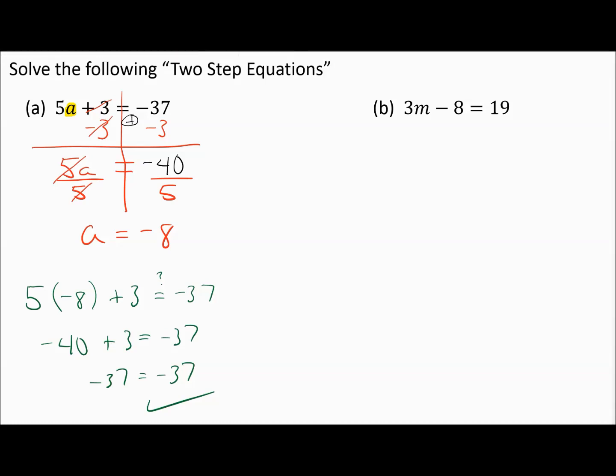Let's try another two-step problem. So the first thing I do is I simplify the left side if I can.